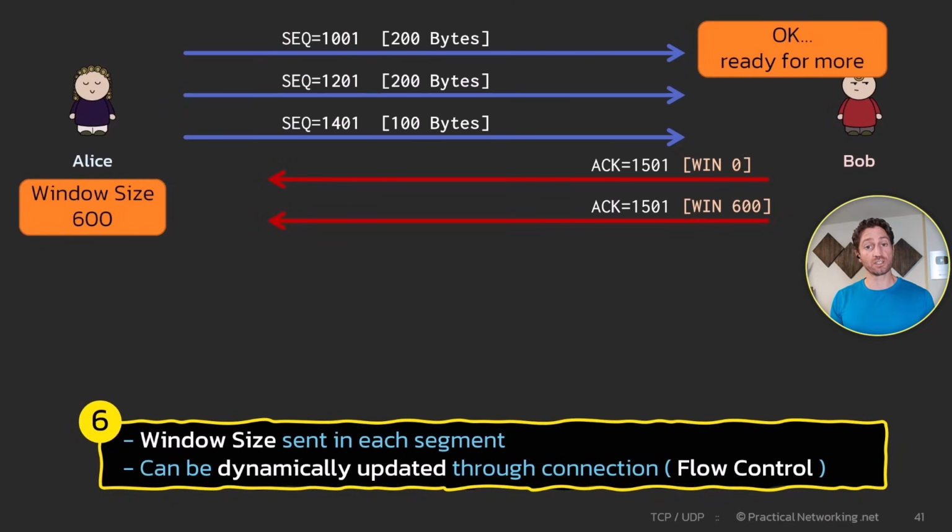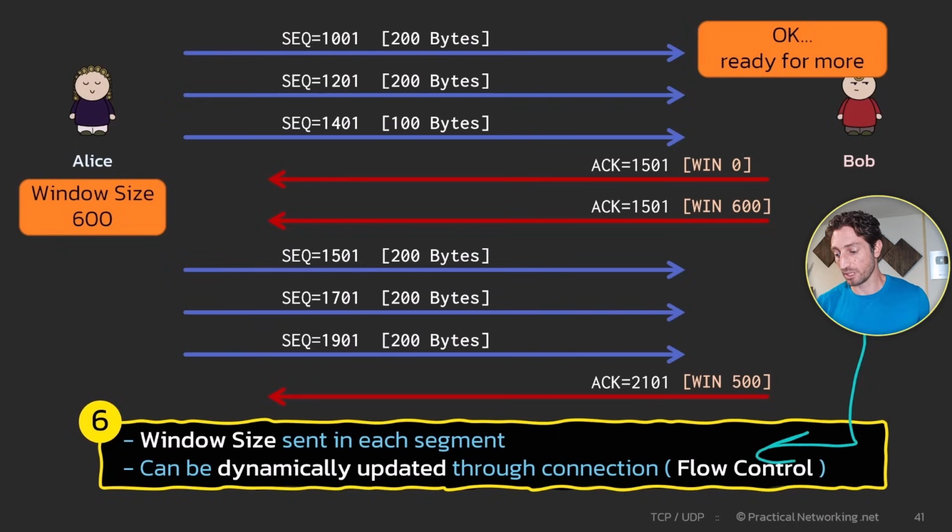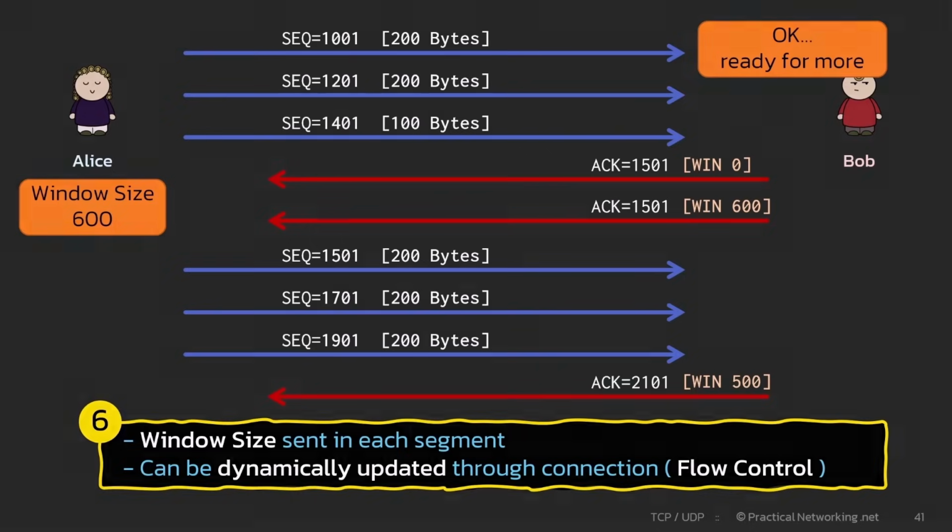So Alice can now continue sending data to Bob. She'll send 200 bytes, then another 200 bytes, then another 200 bytes, and Bob will confirm receiving those 600 bytes by sending ACK 2101. Notice in addition, Bob changed the window size now to 500. That's the benefit of the window size being set in every single segment, is the receiver can fine-tune the window so that he's always receiving at the optimal rate. That is idea number 6, and that is how TCP does what's known as flow control.